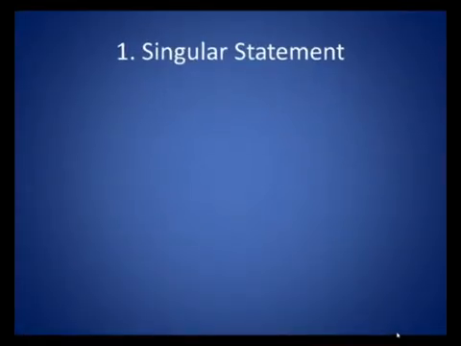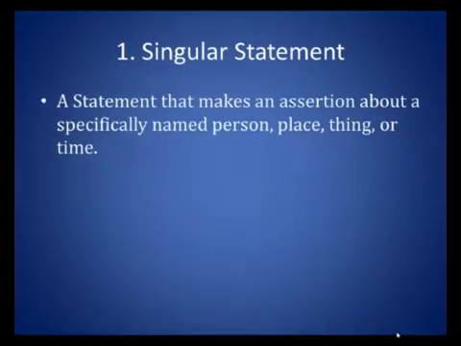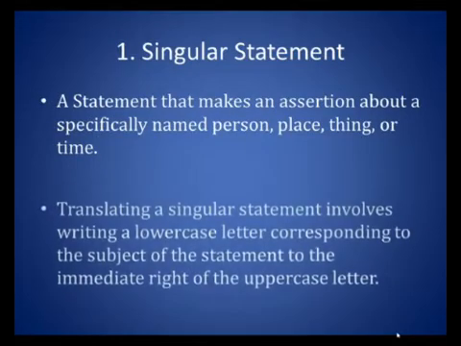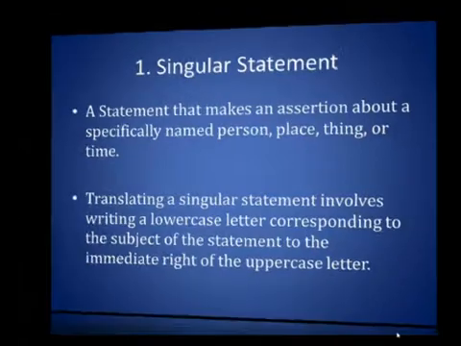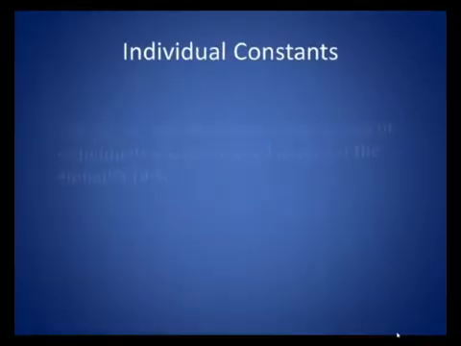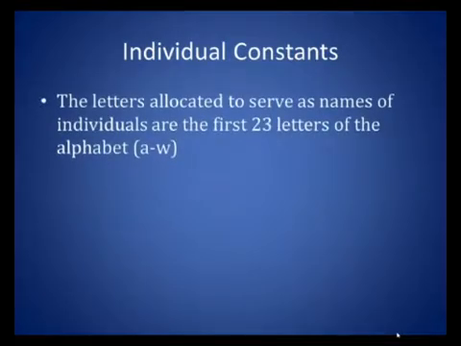So first, singular statements. A singular statement is a statement that makes an assertion about a specifically named person, place, thing, or time. When we're translating a singular statement, we use lowercase letters corresponding to the subject of the statement to the immediate right of the uppercase letter. So recall when I was discussing the predicate letters, they're the uppercase letters A through Z. The subject letters will be lowercase letters a through w. We call these individual constants. So the individual constants are lowercase letters a through w. They're the first 23 letters of the alphabet.